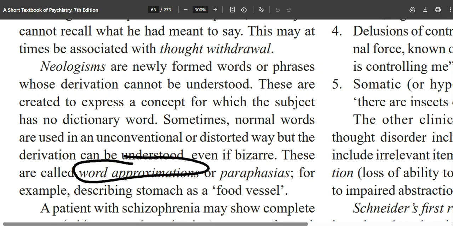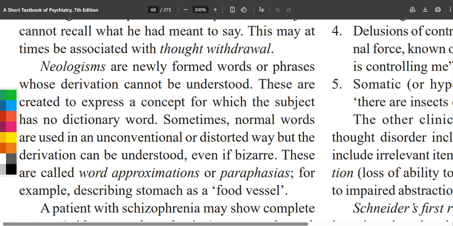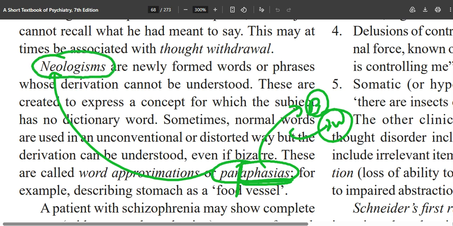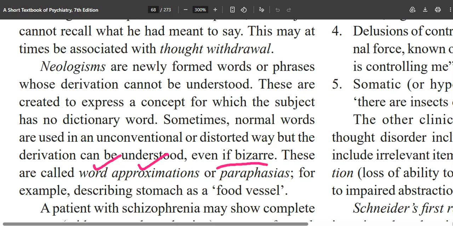Now you would have heard of successive approximations for sure, but now word approximations, you are watching psychoprofessorclinical. And see the beauty of your knowledge: aphasias. Broca and Wernicke come into the picture, and that is why everything is so related. These are called word approximations or paraphasias as well. For example, describing a stomach as a food vessel. You are saying food vessel, you are saying salt to the noon, and all these things come into the picture. So now neologism is also a symptom.